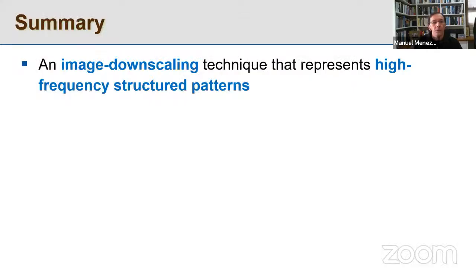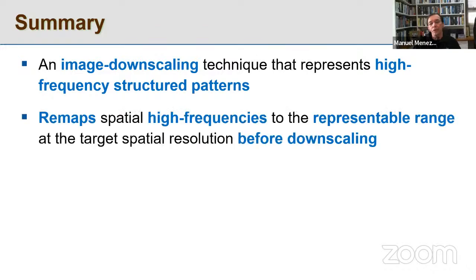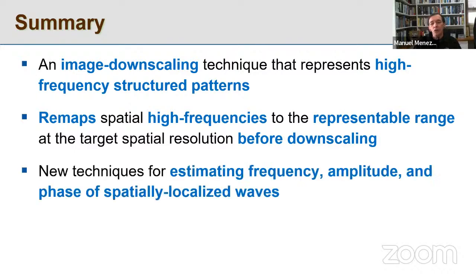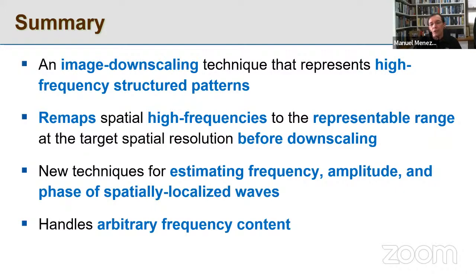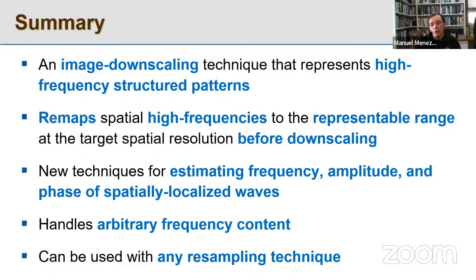Okay, so at this point, let me summarize it all. I present to you an image downscaling technique that is capable of representing high frequency structured patterns. Our method works by remapping high frequencies to the representable range of the target resolution. To achieve this, we introduced new techniques for estimating frequency, amplitude, and phase of spatially localized waves. Our method handles arbitrary frequency content, not just stripes, and it can be used with any resampling technique.